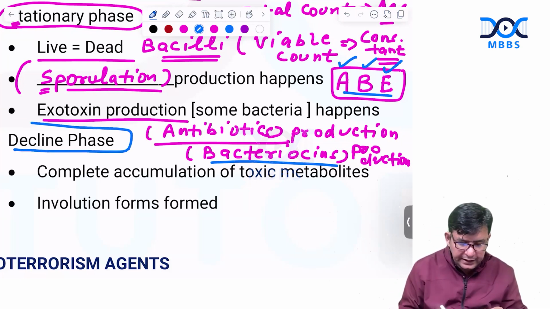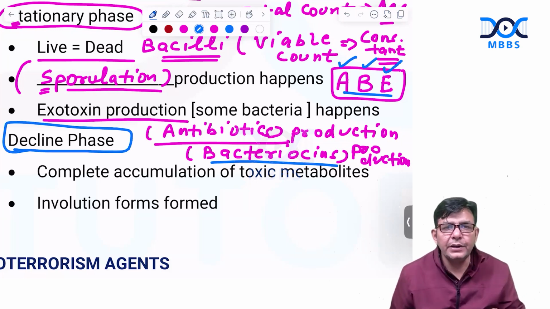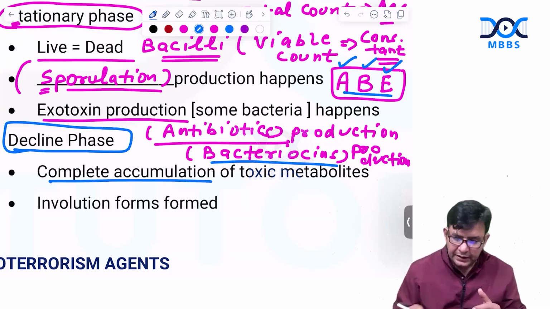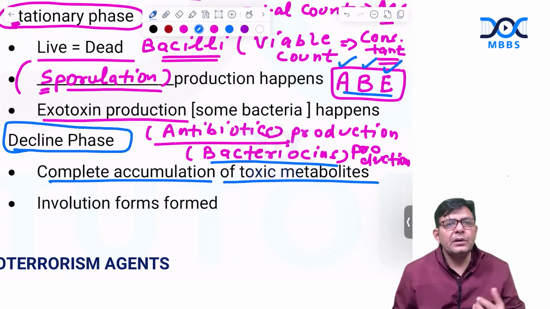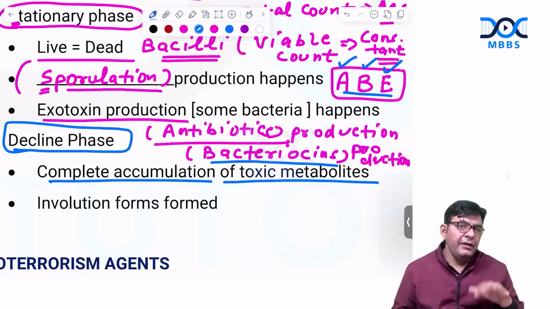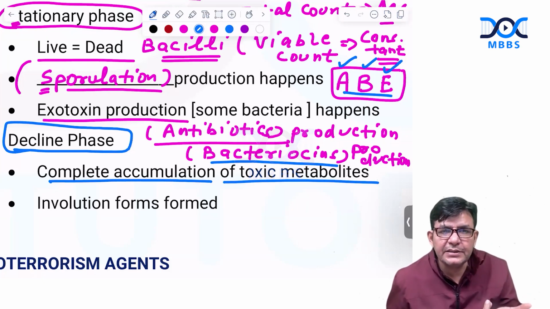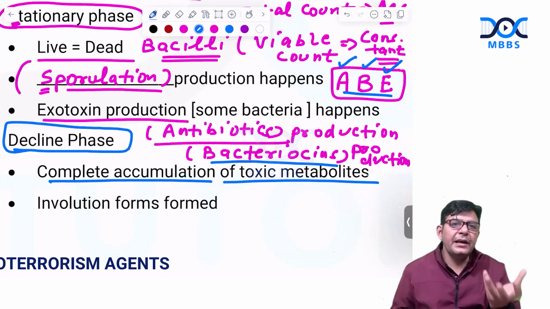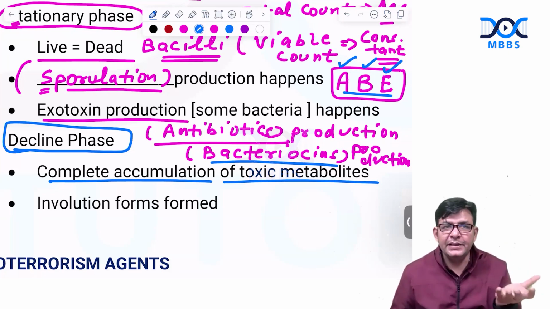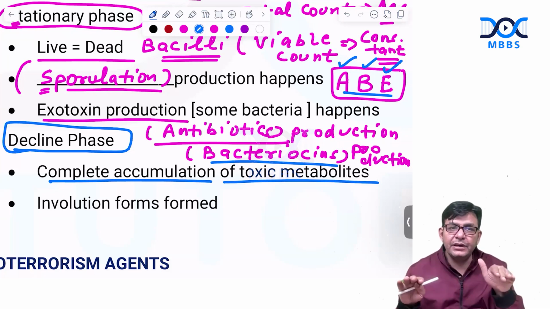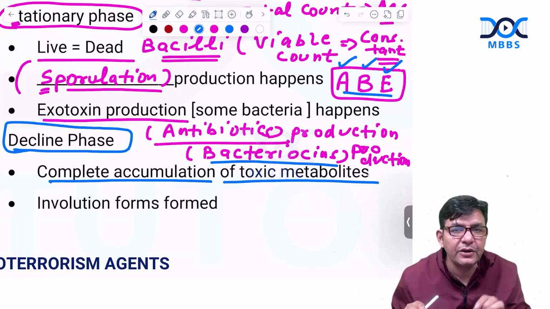Now coming to the decline phase, guys. And what is the decline phase? There is a complete accumulation. Okay. Complete accumulation of what? Toxic metabolites. Complete accumulation of toxic metabolites means what, guys? When the bacteria's pot of sins is full, it means that particular fellow has done so many sins that now it is the end time for that fellow. That is the complete accumulation.